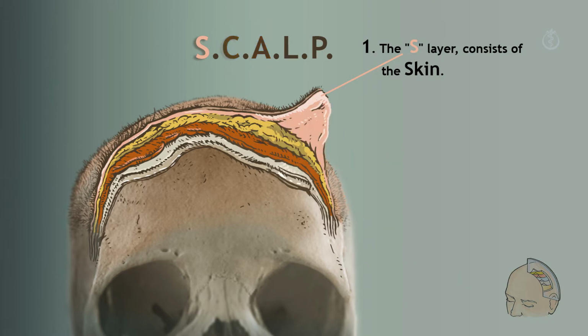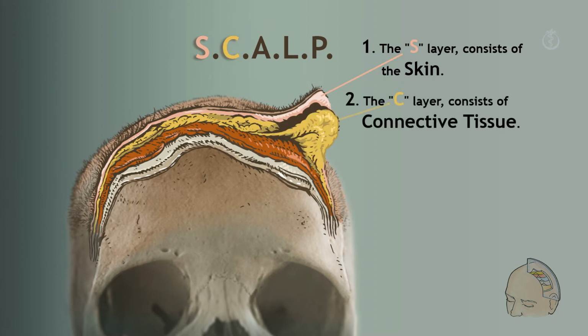The S layer is composed of the skin. Most of this usually is hair-bearing. The C layer consists of connective tissue. This is a dense, fatty, or fibroadipose subcutaneous layer that forms the superficial fascia of the scalp.